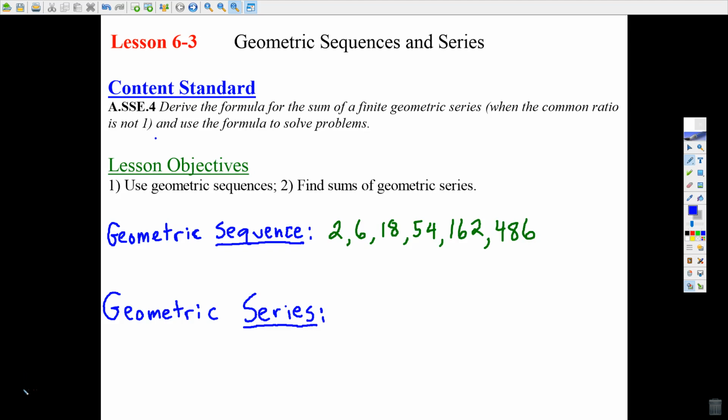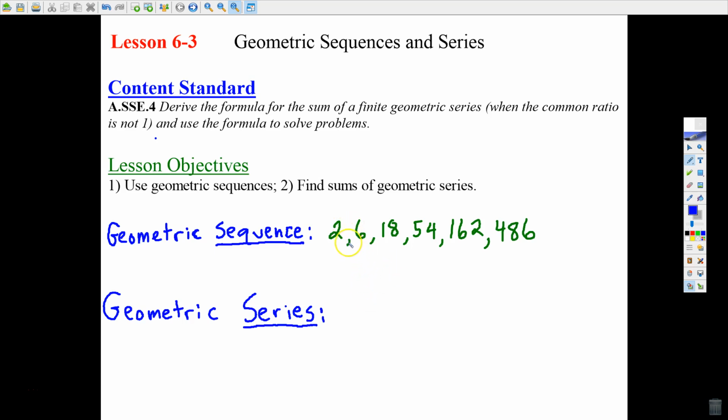All right, we are now on lesson 6.3, and the emphasis of today is going to be on geometric sequences and series. Right off the bat, let me give you an example of each so that you can understand what we mean when we talk about a geometric sequence. I've given you an example of a geometric sequence, so maybe somebody can describe for me in words, in general, what is a geometric sequence?